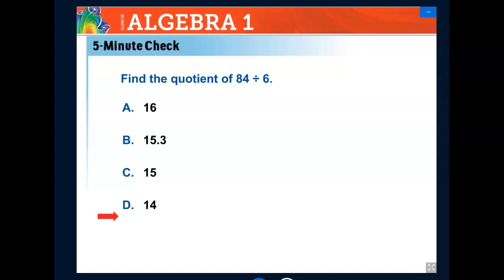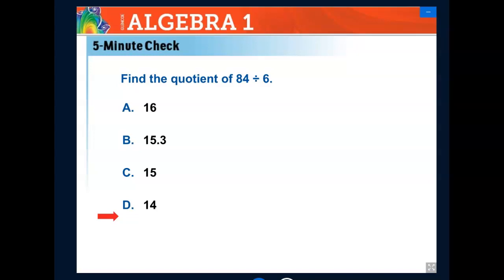All right, guys, so let's look at problem number 1. It says find the quotient of 84 divided by 6. If you have a calculator, get it out and use it. We don't need to do mental math. If you don't own a calculator, then we have to do it by hand. So to do this by hand, you have to set up long division.